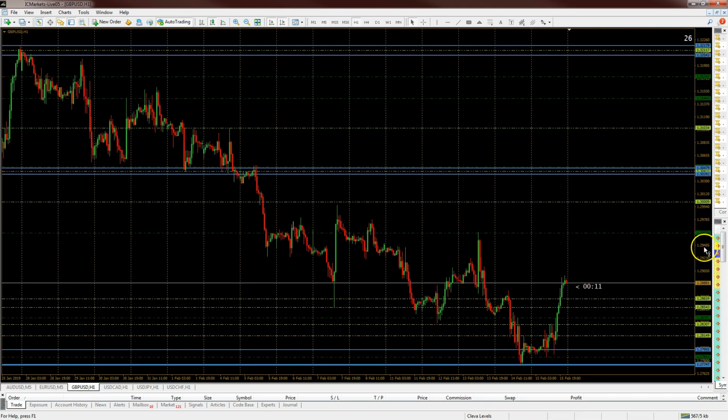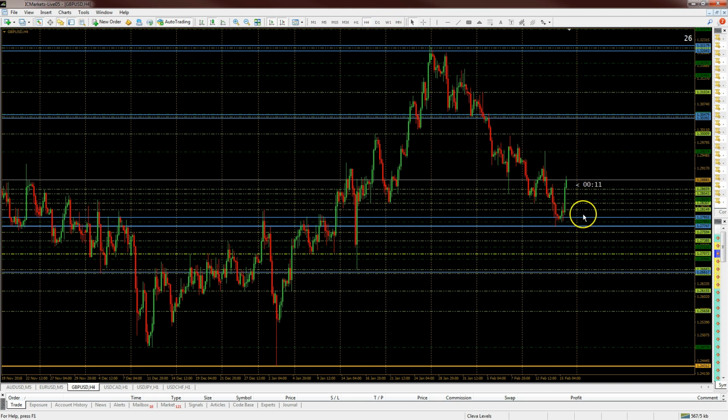We're starting on the 1 hour. You see, these are just the bigger levels. I suppose really, the bigger the time frame, the bigger the levels, if you know what I mean. So, if you're on like a 1 hour, or let's have a look at a 4 hour. This is the pound dollar.